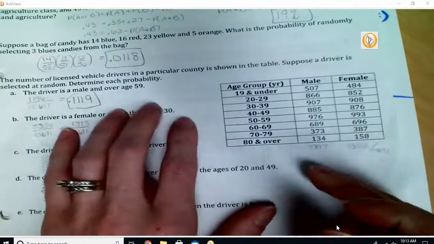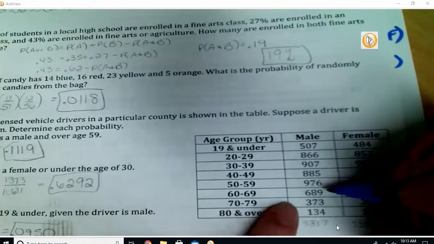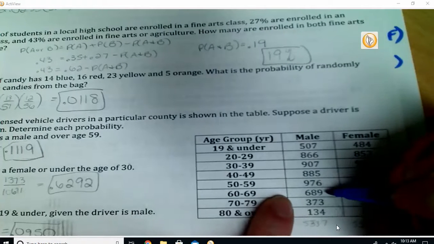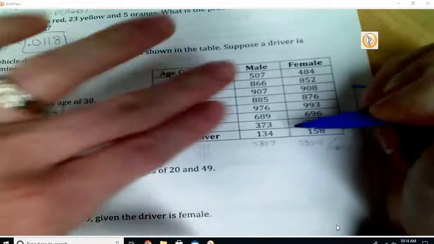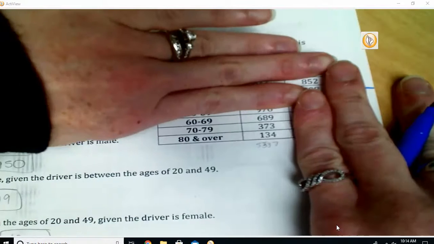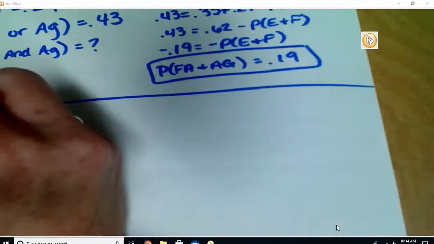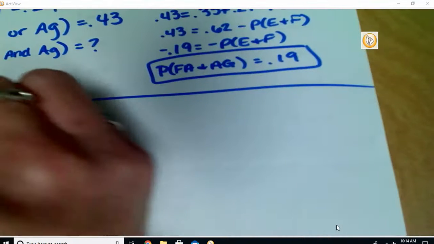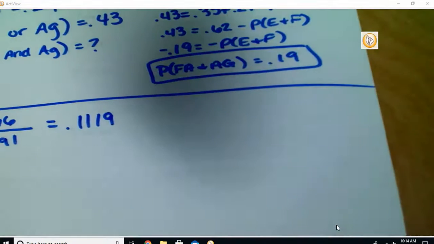Then I want male and over 59. So you go to your males. Over 59 means they could be the 60 to 69, 70 to 79, or the 80 and over. Right? So what you have to do is add up those three numbers right there, and you should get 1,196. You get 0.1119.